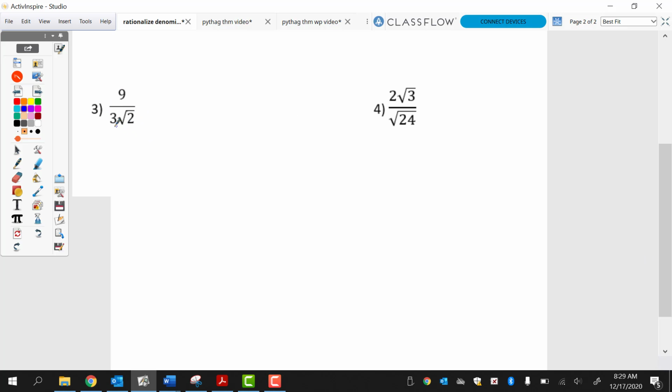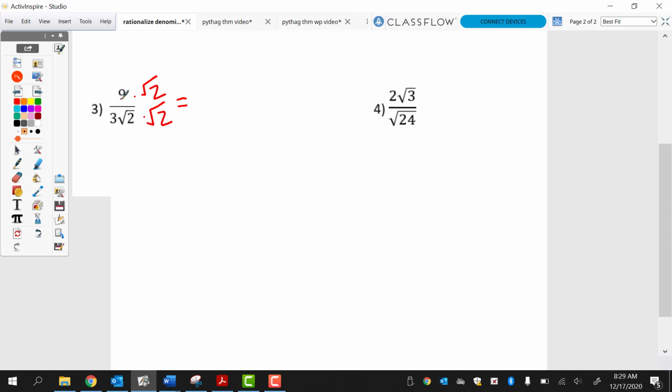On the next one, in the bottom, I don't just have a square root this time. So do I need to get rid of the 3 from the bottom? No. I only need to get rid of the radical. The bottom can be a whole number. That's fine. So in this one, what am I going to multiply? Well, I'm going to multiply by the radical part of the bottom. So square root of 2 on the top and the bottom.